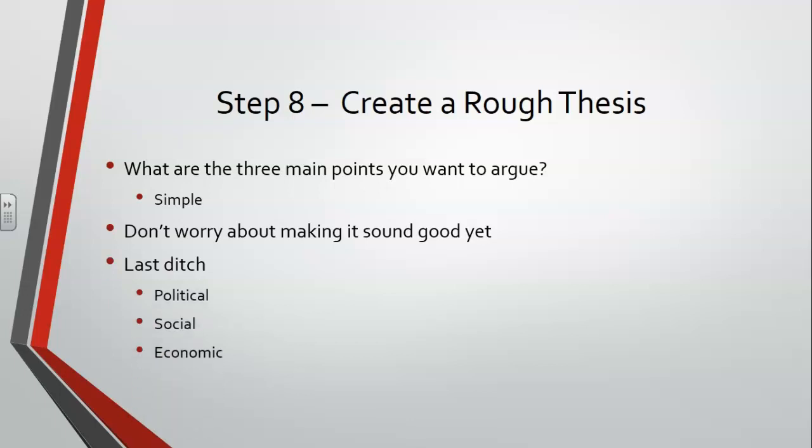Remember, when it comes to history, your last-ditch thesis is going to be political, social, and economic. When you're talking about anything in history, you can talk about the political aspects, the social aspects, and the economic aspects, and at least do decent. So the last ditch, if you can't figure out what you're going to be talking about, talk about political, social, and economic impacts of an event. You're going to be at least safe.